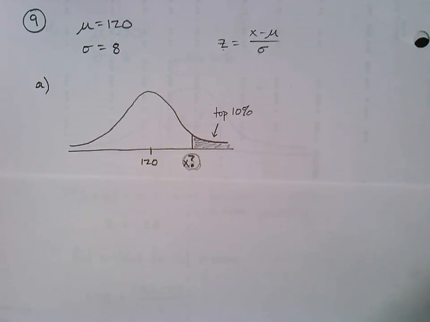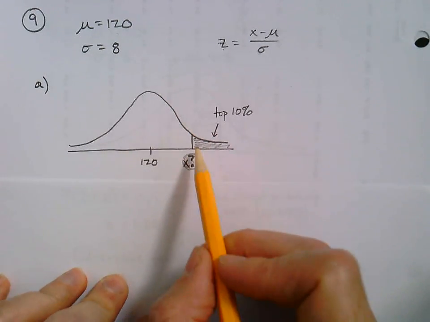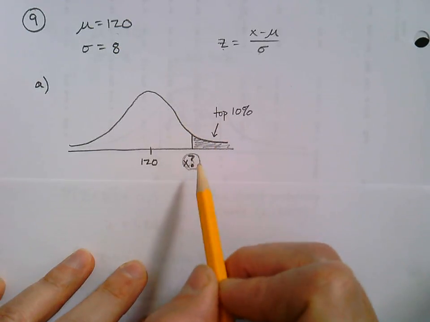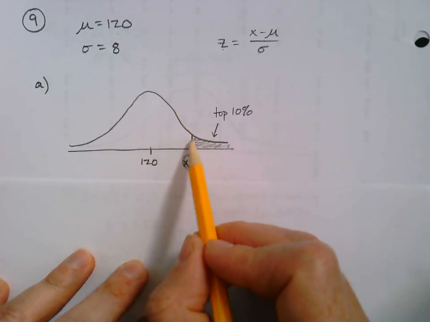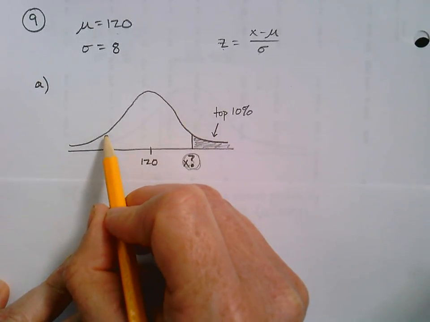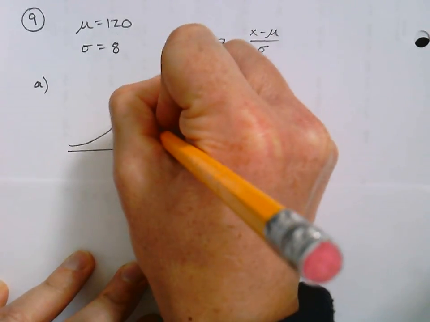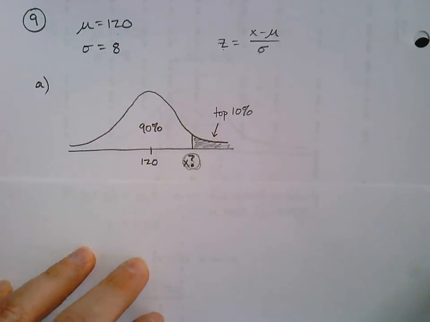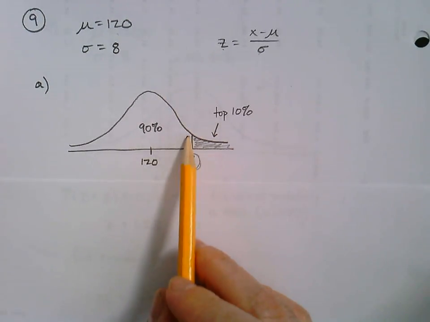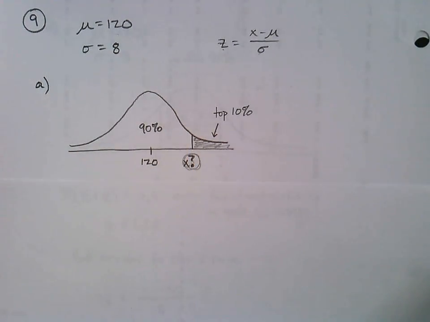Okay. So here we go. I just pulled that down. I realized I should have said something else. They're asking for the top 10%, but our table of Z-scores always tells us how much below. Well, if there's 10% above, how much is below? And okay, I know you're all answering there. It's 90%. So we're going to find the Z-score that cuts off 90% below.